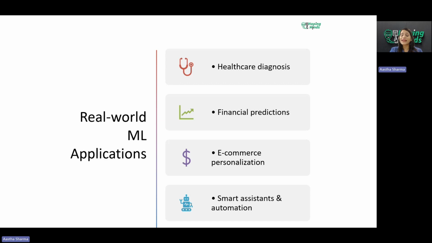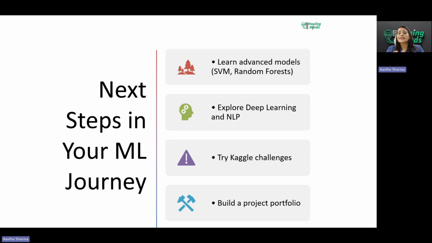Now, what is going to be the next step in your machine learning journey? This is just the beginning, everyone. The next step for you could be exploring advanced machine learning models like random forest and SVM, diving into deep learning or natural language processing, and participating in Kaggle competitions to solve real problems. Create a Kaggle account; in the community there are competitions going on, and if you participate in them, I think you will be able to enhance your knowledge of machine learning. Building a strong machine learning portfolio on GitHub is going to be the next step, and keep on building, keep experimenting, and never stop learning.